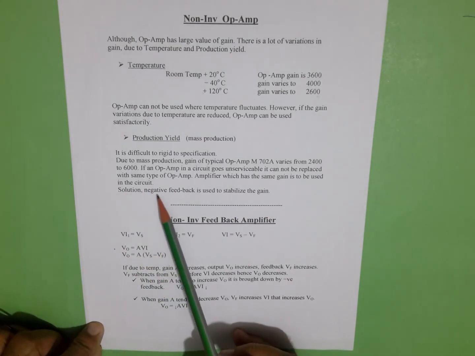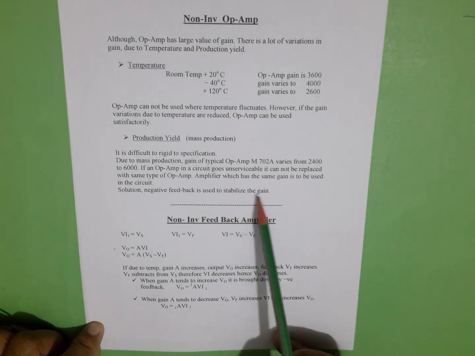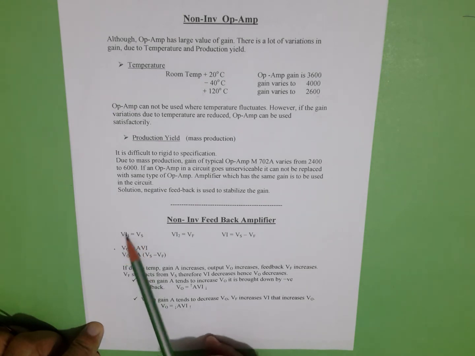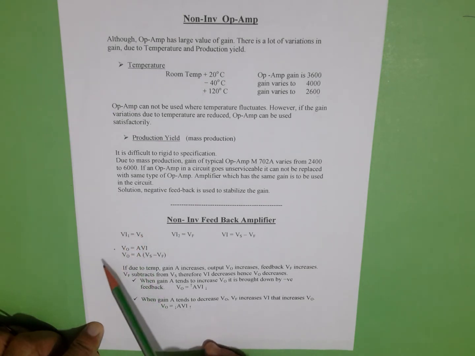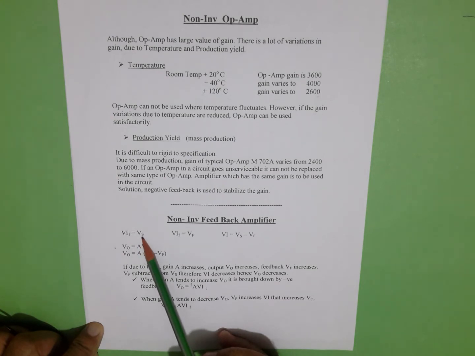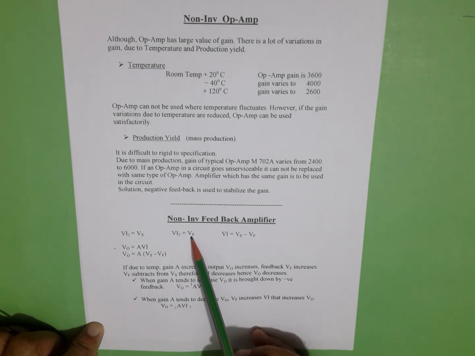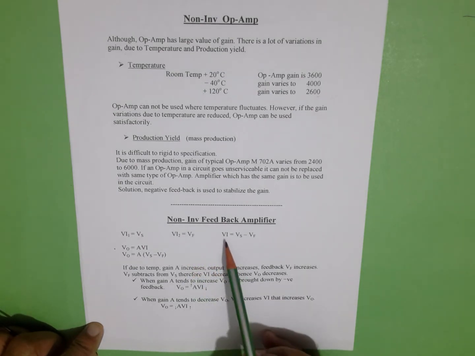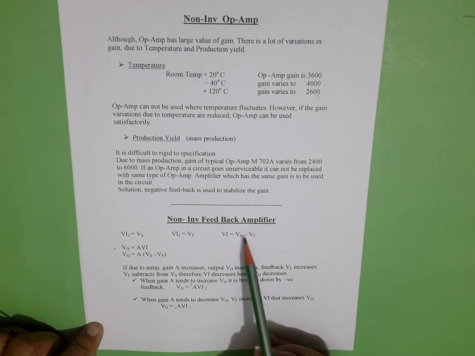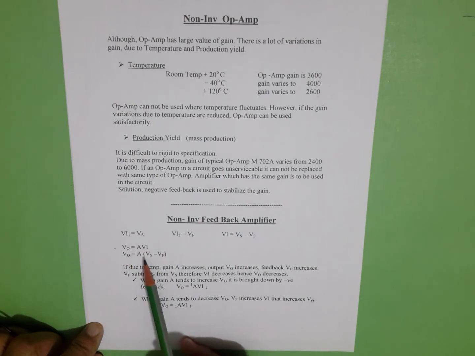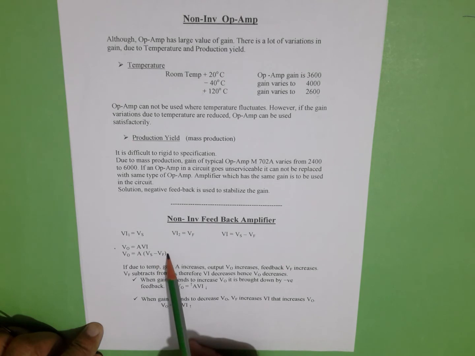Solution: negative feedback is used to stabilize the gain. Now, the non-inverting feedback amplifier: V input 1 is Vs, the source voltage or signal voltage. V input 2 is coming across R2, which is the feedback voltage, and V input is equal to Vs minus Vf. V0 can also be written in terms of Vs minus Vf.